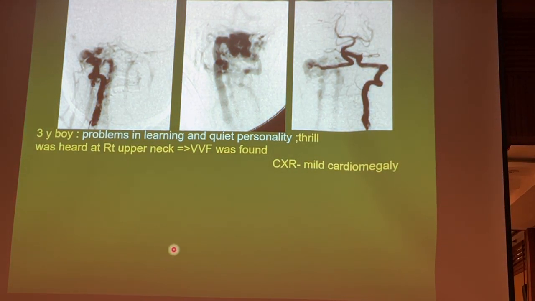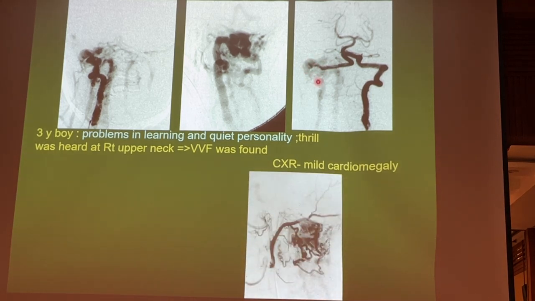We have this boy presenting with a learning problem and quiet personality. The thrill was heard. So we do this, and you see from ipsilateral vertebral, AP lateral, and contralateral vertebral injection, for sure you see that the fistula is there.